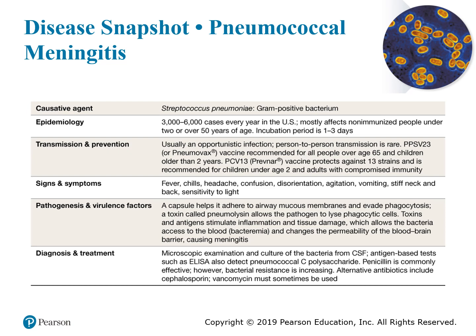for this particular organism. And because this organism does contain a capsule, it allows it to adhere to the mucosal membranes, which can cause it to evade phagocytosis. And then it will produce a toxin that will start to lyse those phagocytic cells. And then it will create an inflammatory response, which allows the bacteria to have access to the blood. And then from there, it's able to penetrate the blood-brain barrier, which will cause the meningitis.